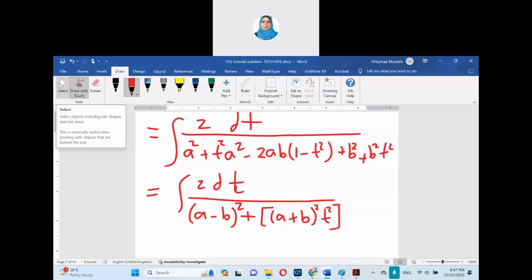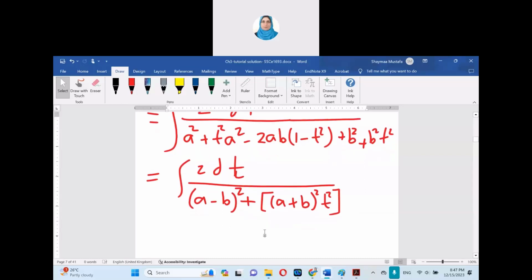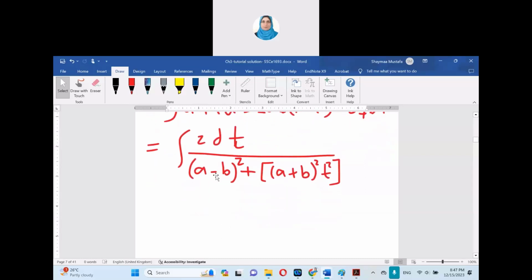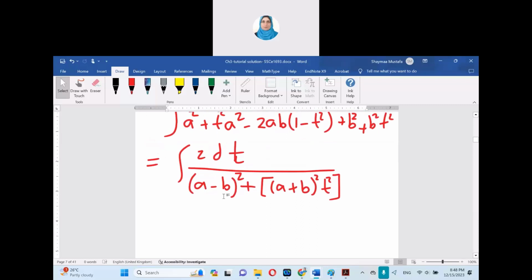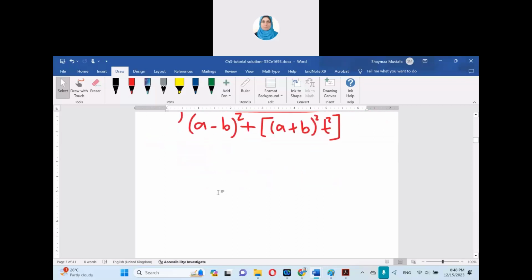Now, because you have a constant square plus another constant square times t square, you can go for one of the formulas, I think tan inverse, and continue your integration. Tan inverse or tan hyperbolic, but I think tan inverse because this one is positive. But you need to check the formula for integrations.